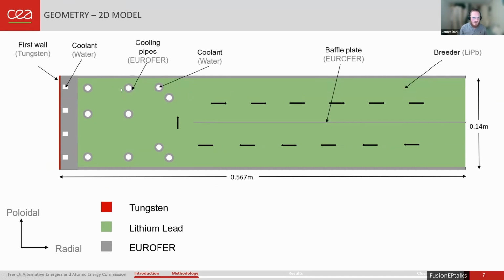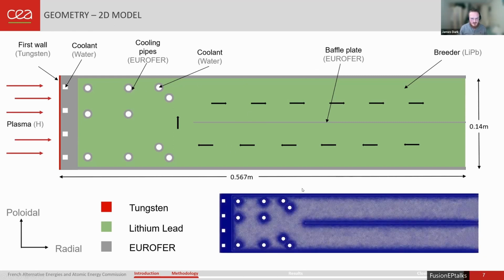So these are our cooling pipes in the center here, our cooling pipes for the first wall, and our baffle plate in the middle. Our plasma will be coming in from this side, interacting with the first wall, and neutrons will be coming in, producing tritium inside the breeder here. For reference, this model is about 0.5 meters long, and the tungsten is about 2 millimeters thick, from what I remember. And this is an example mesh that we would use.